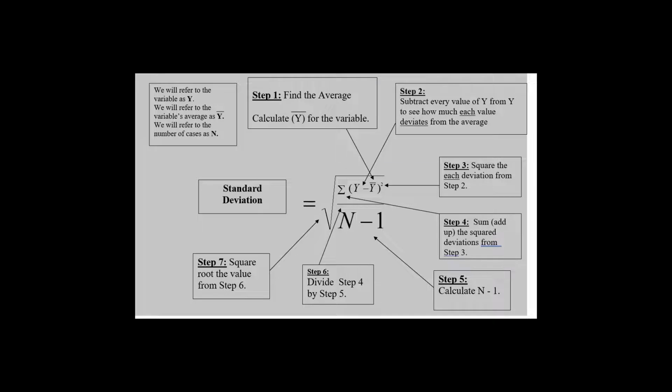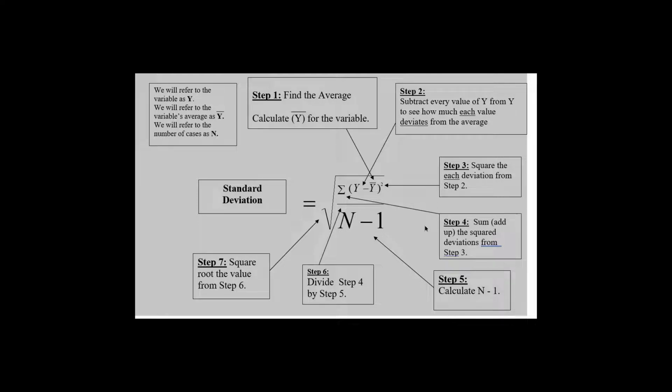Okay, my goal right now is to walk you through the formula for standard deviation. So standard deviation equals this formula. And the first thing that's really important when you're looking at this formula is that there's a Y. So Y is our variable. Y bar, that's our average for this variable. And N is the total number of cases. Sigma means to add up all the scores. So let's go through it one step at a time.